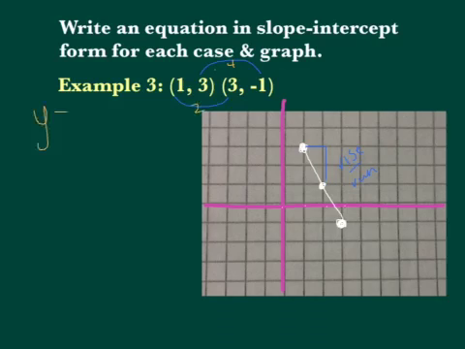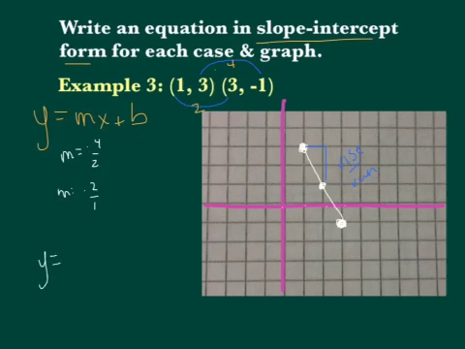So y equals mx plus b. That's our slope-intercept form. That's what we wanted, slope-intercept form. So we said the slope, m, is negative 4 over 2. That's the same as negative 2 over 1, or just negative 2. So we have y equals negative 2x. And now we need to find out what that b value is. Where does this cross that y-axis?